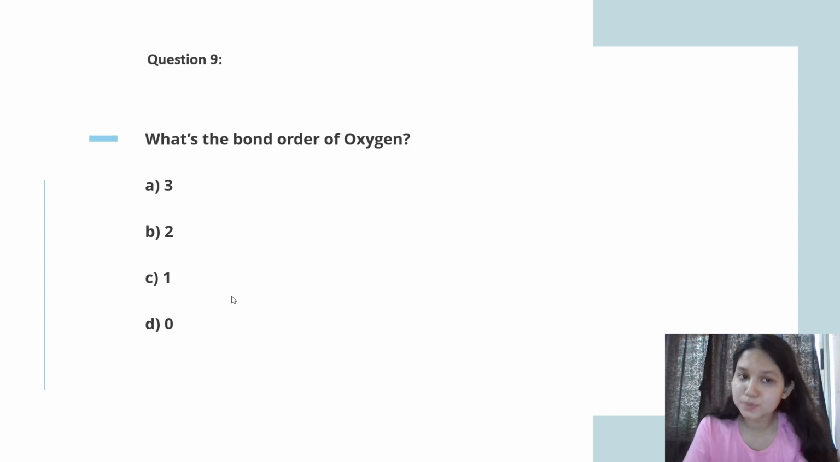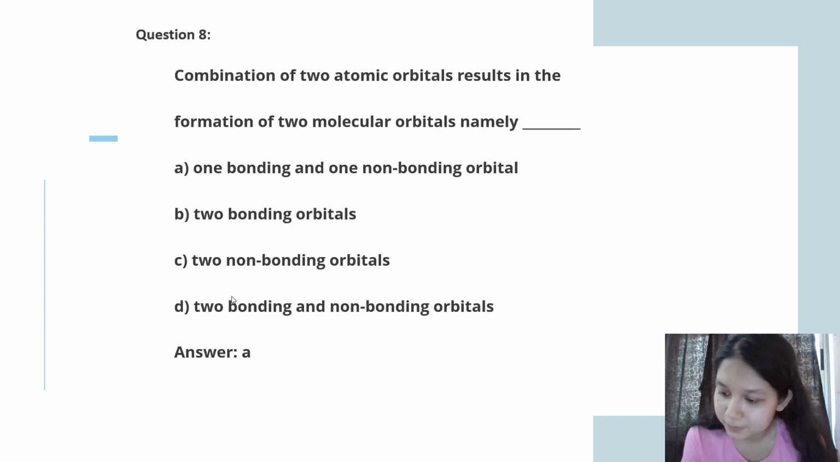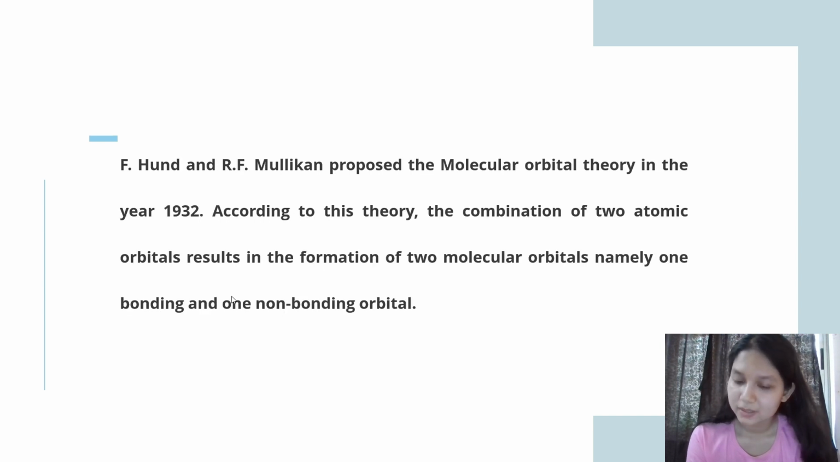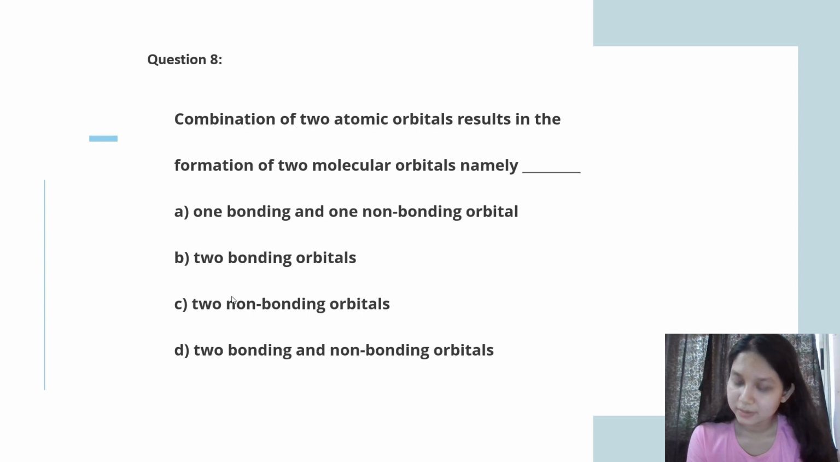Okay. Let us move. Yes. Usually in molecules we find bonding and anti-bonding orbitals, and in non-bonding orbitals we place the lone pair of electrons which do not participate in the bonding.